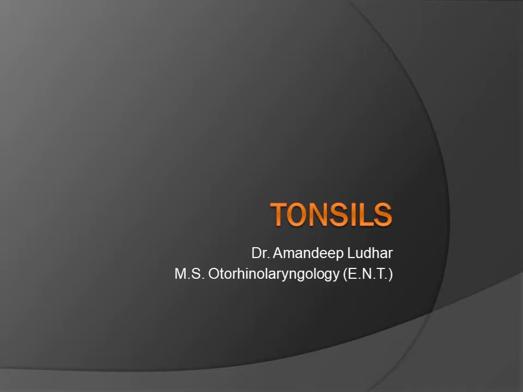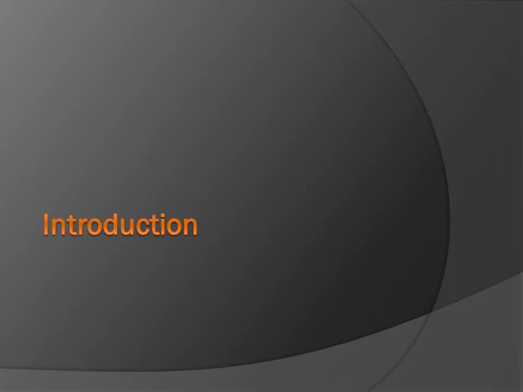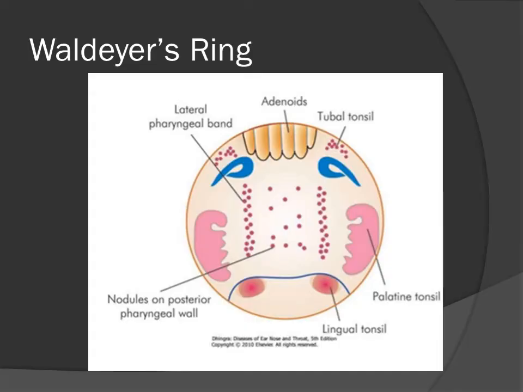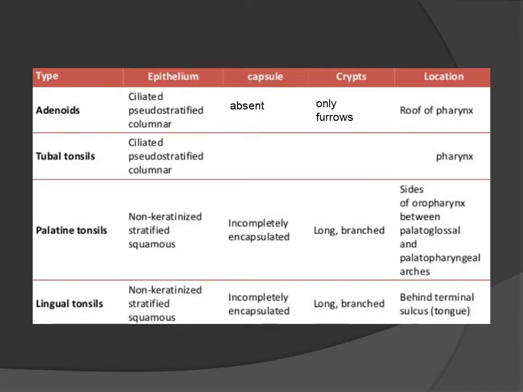Our topic of discussion today is tonsils. Before we begin, let us understand what is Waldeyer's ring. Mucosa associated lymphoid tissue in subepithelial layer of pharynx is aggregated at the entrance of aerodigestive tract and are collectively called Waldeyer's ring. It consists of adenoids, tubal tonsils, palatine tonsils, lingual tonsils, lateral pharyngeal band, and nodules on the posterior pharyngeal wall. It is important to know the difference between adenoids and palatine tonsils.